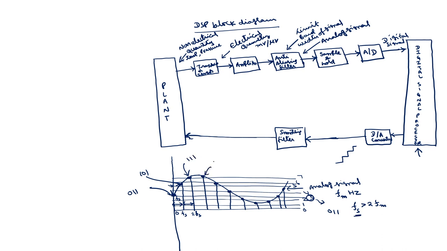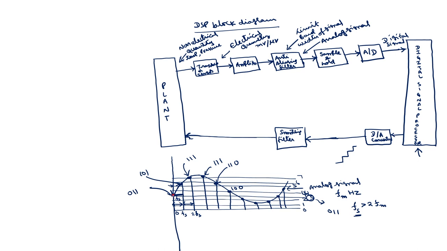This is also near to 7, we will send it as 111. This is near to 6, 110. This is exactly on 4, so 100. Like that, we are going to convert this analog signal into digital signal. So in the conversion of the analog to digital signal, first you have to sample, and then we will hold this value until the next sample is taken.